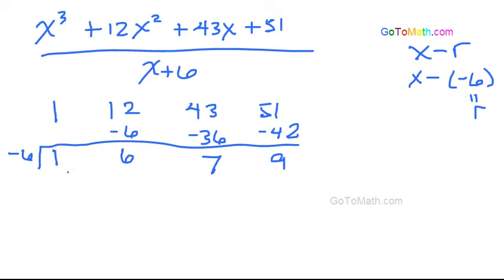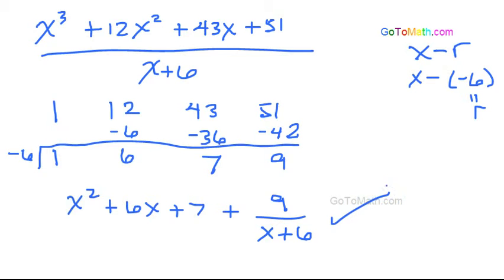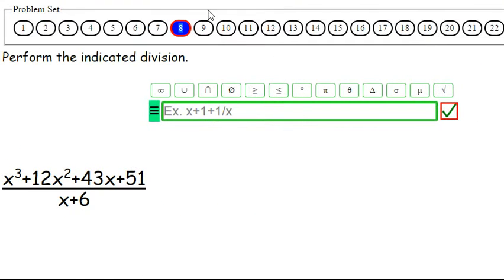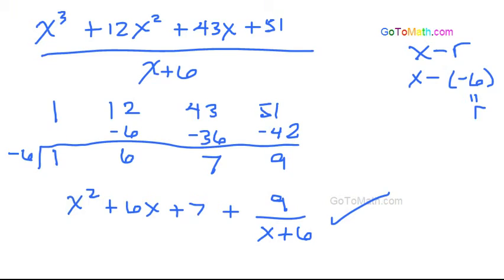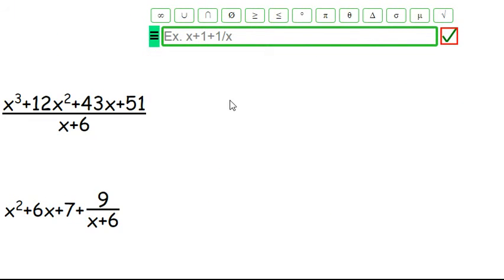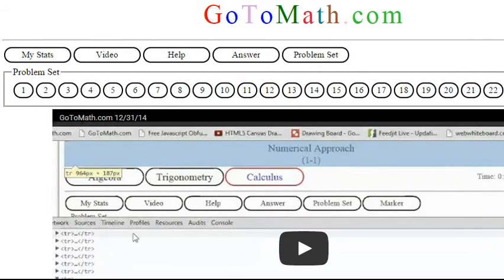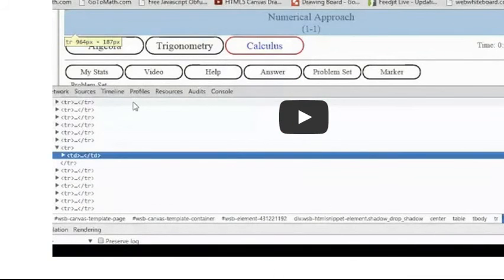Okay, so we started with x cubed. We'll reduce that power by 1. So we have 1 times x squared plus 6x plus 7 plus 9 over x plus 6. There you go. So x squared plus 6x plus 7, plus 9 over x plus 6. That looks right. We will see you in the next problem.